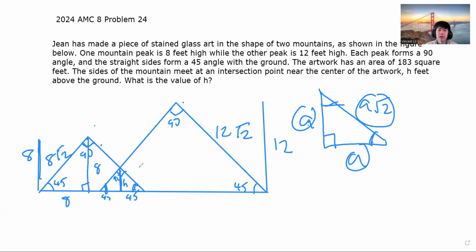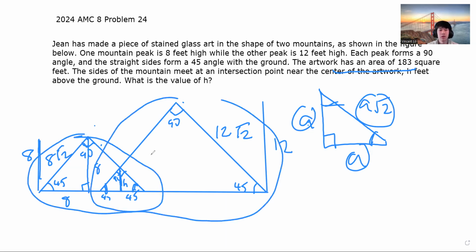All right, now we want to find the value of h. The problem also gives us that the artwork has an area of 180 square feet. So how would we find the area of this figure given these variables and numbers? Well, the most obvious thing to me is to find the area of this triangle, add it to the area of this triangle, and then subtract the part we overcounted.